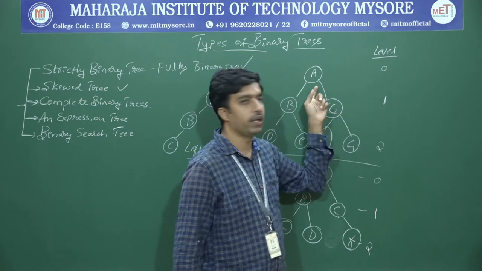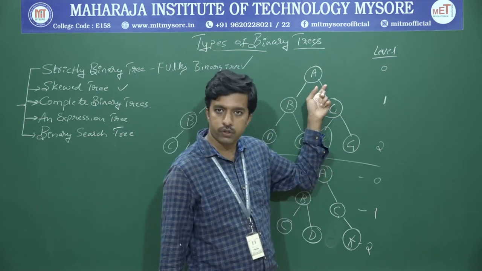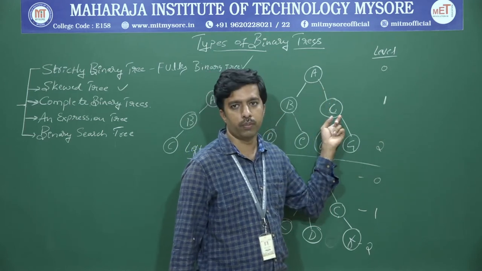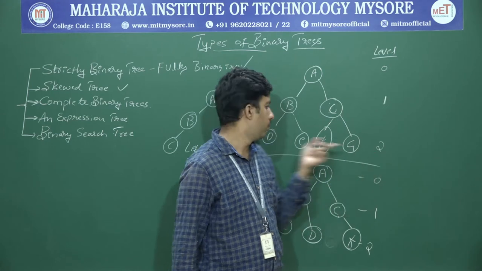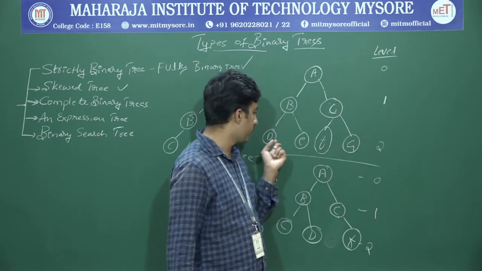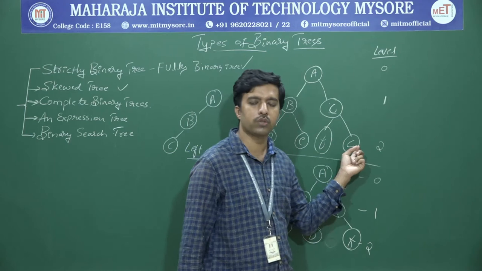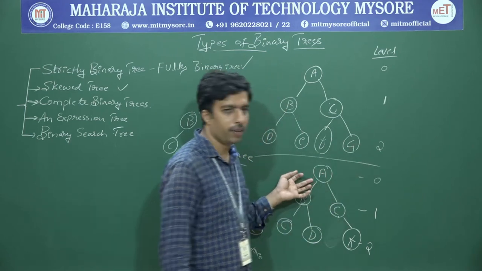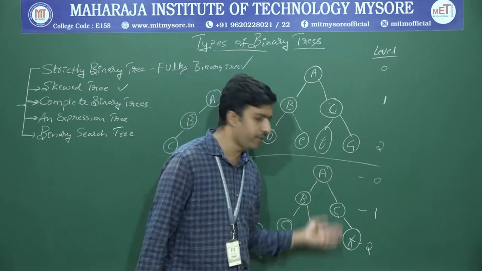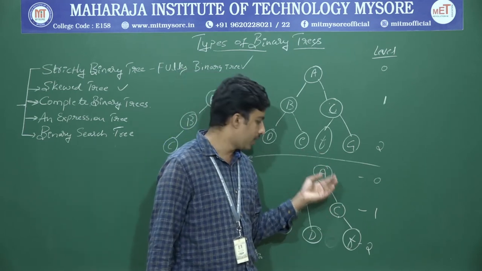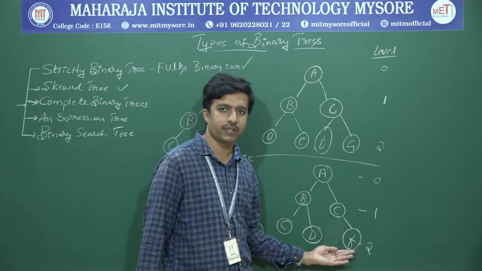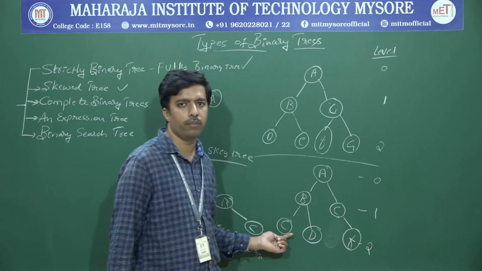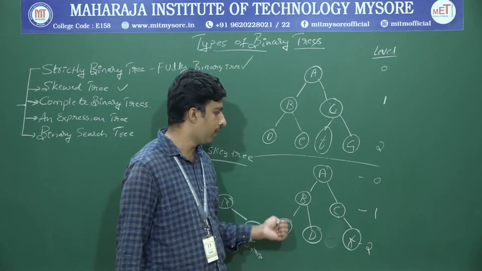At level 1, each node has 0 or 2 children. At level 2, each node has 0 or 2 children. Check it: D, E, F and G are all nodes with 0 children. But in a complete binary tree, at each level it is going to check. At the last level it is allowed to be partially filled, but it should be filled from left to right.